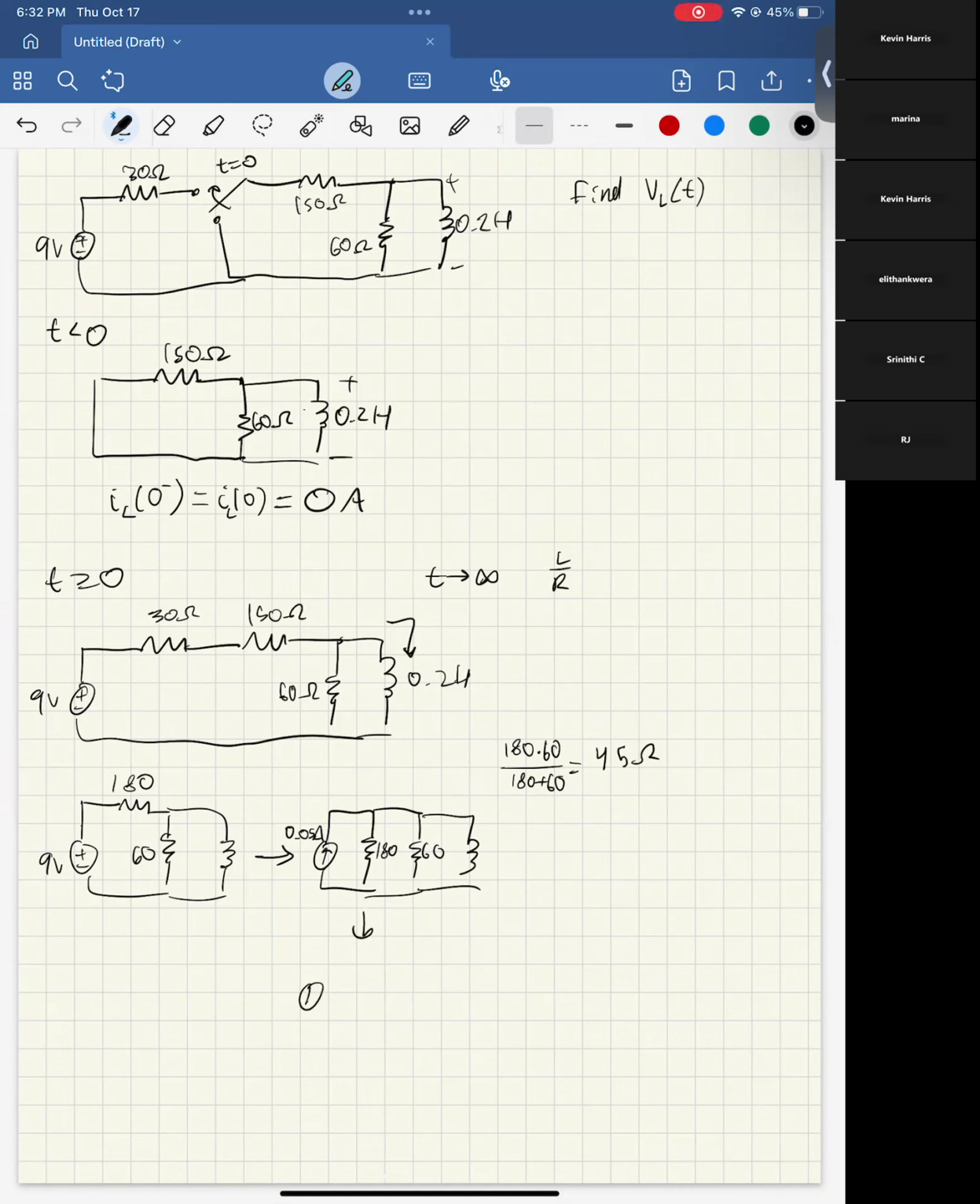So this will go to something that looks a little bit like this, 45 ohms. And then from here, we can think about how our circuit will behave. So this circuit is equivalent to this circuit, right?